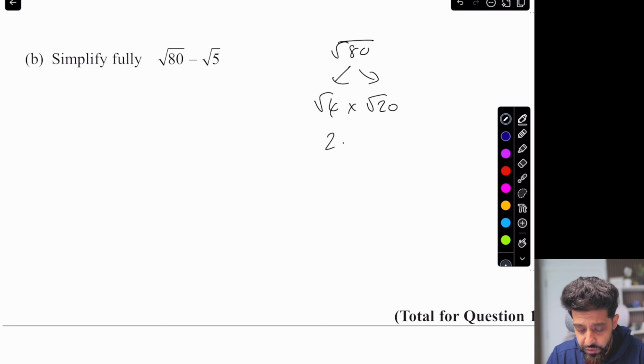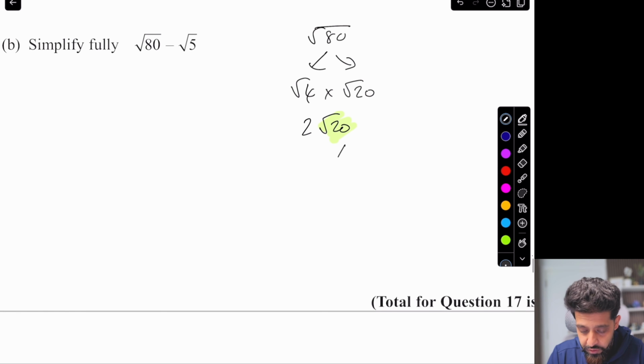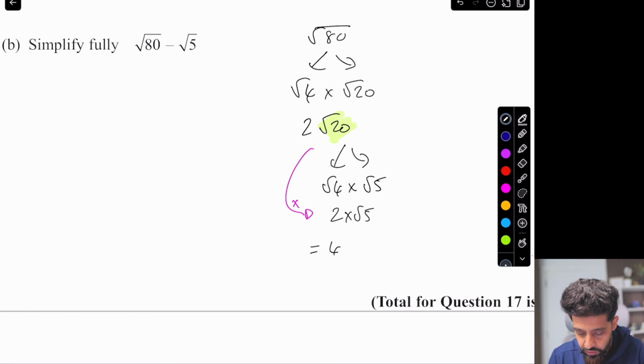And then that gives us 2 root 20. But root 20 is also too big, and we need to break that up further. So root 20 is root 4 times root 5. Root 4 is 2, so you get 2 times root 5. But this 2 comes along and multiplies with that 2 on the outside, giving you a final answer of 4. So 4 root 5. So 4 root 5 is root 80.